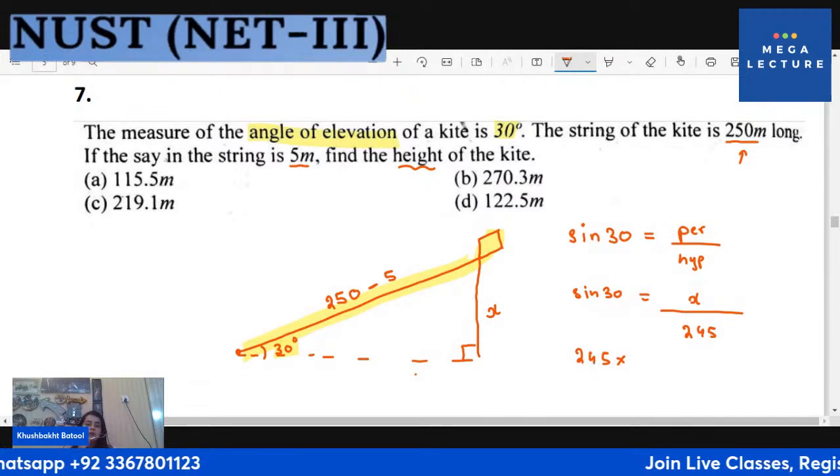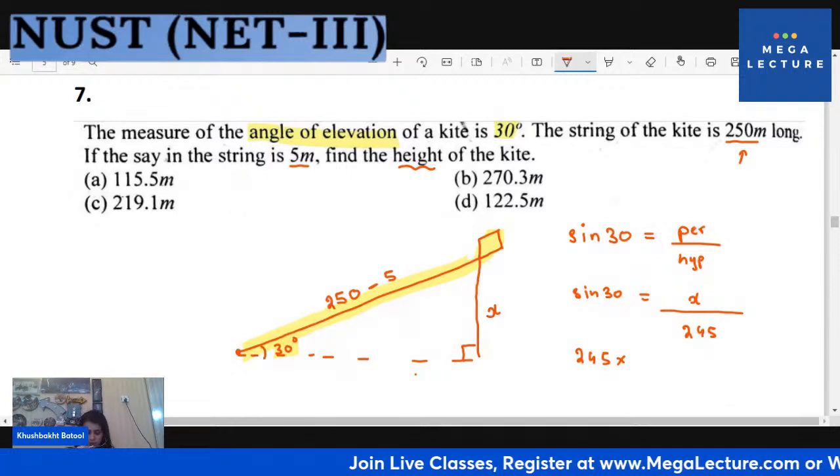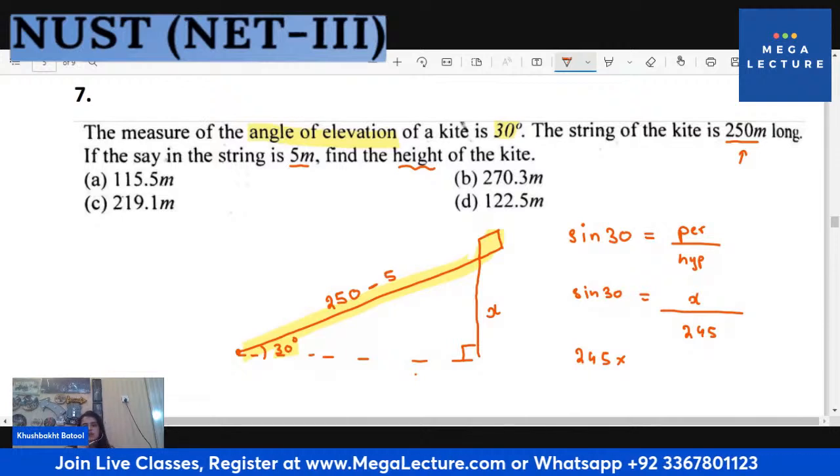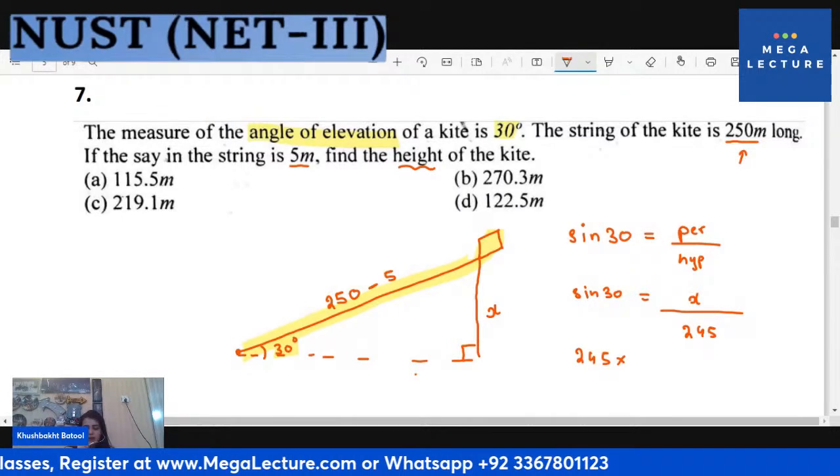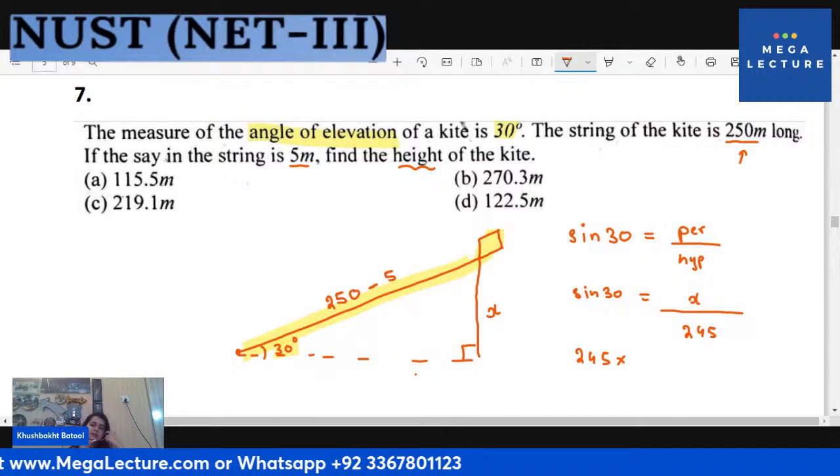Now again, how do you know the value of sine 30 when a calculator is not allowed? Obviously you know the value, because I am telling you again and again, there's a table which I shared in the previous video. So using that, you know what would be the value of sine 30.